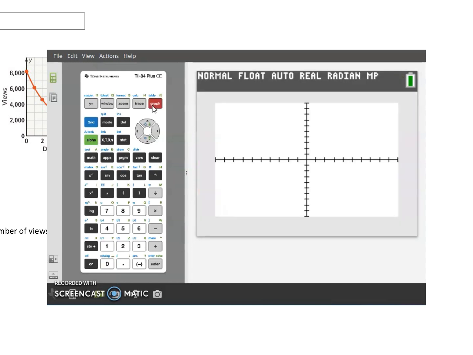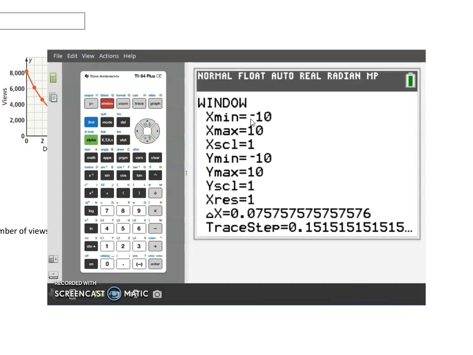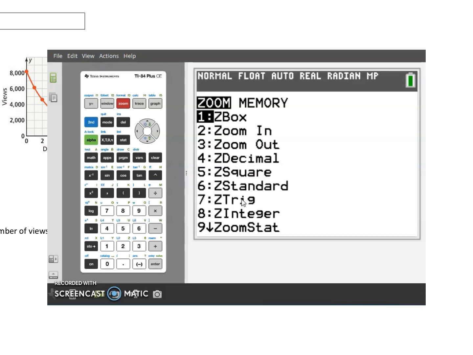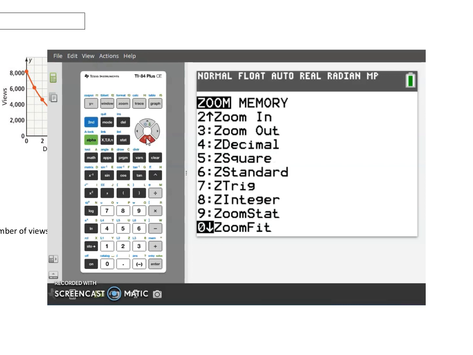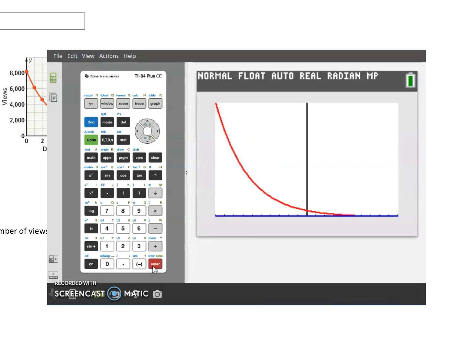and nothing happens. So when nothing happens, that just means that our window is off, right? Because our standard window is from -10 to 10 for the x-axis, and for the y-axis it's -10 to 10. That could be anything. Who knows who used the calculator before you if you're using one from the classroom set. So I'm going to go to zoom. This is the first thing I would try. If we arrow down, it doesn't always work, but sometimes it does. This zoom fit option will take your window and fit it to the function that you have typed in. So I'm just going to go ahead and hit enter and let's see.